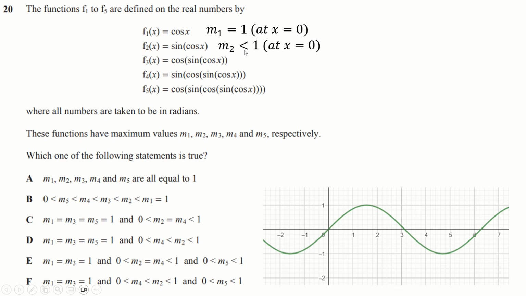They're not all equal to 1. The maximums are not all equal to 1. We can also, based on this, take out this option and say that it's one of these 4, right? So far, that's all I know.